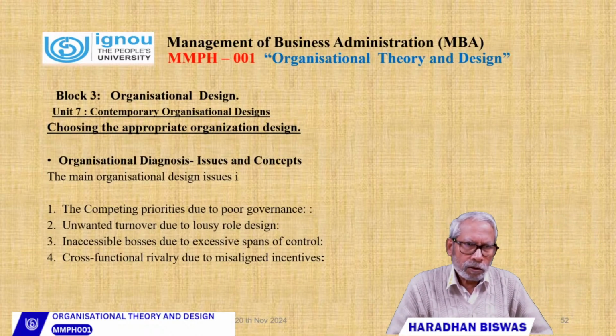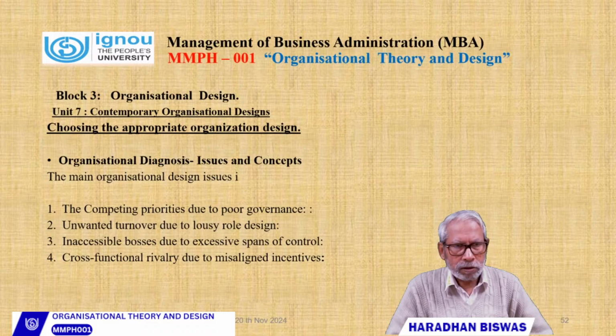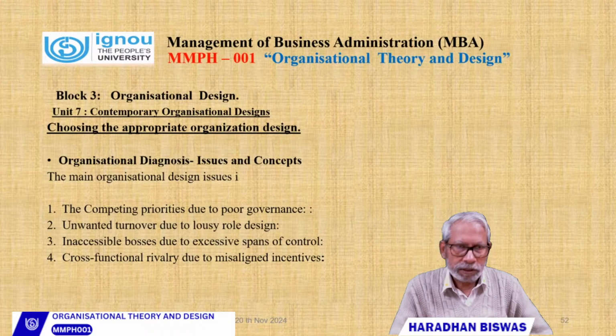Accompanying your priorities due to poor governance, then unwanted turnover due to lousy role design, then inaccessible processes due to the excessive span of control, and cross-functional conflicts due to misaligned incentives. So all are the main organizational design issues.